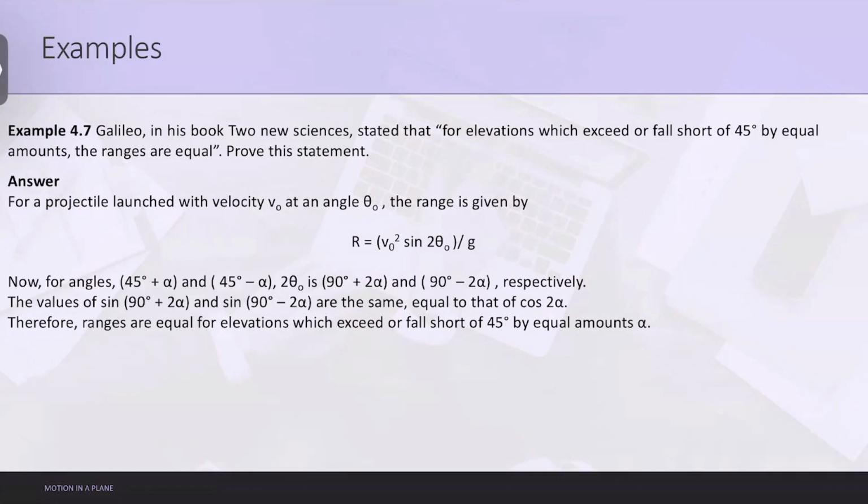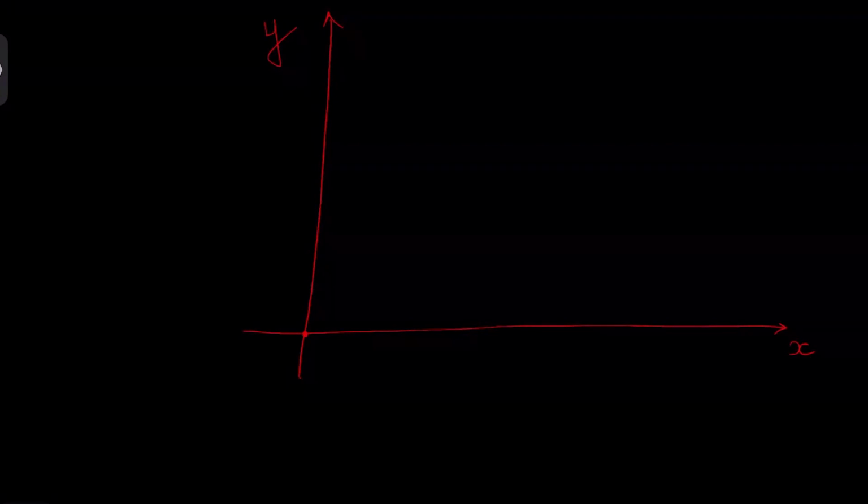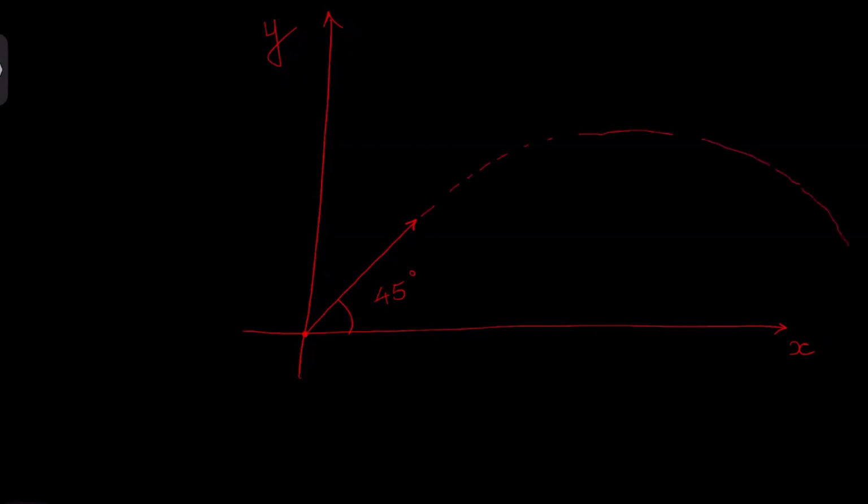Galileo in his book Two New Sciences stated that for elevations which exceed or fall short of 45 degrees by equal amounts, the ranges are equal. What does it try to say? I will try to explain it using a diagram here. Let us suppose this is your xy axis, and this is your 45 degrees. Now the maximum range would be obtained for this value. The diagram may not be completely correct, you can just analyze it using a parabola.